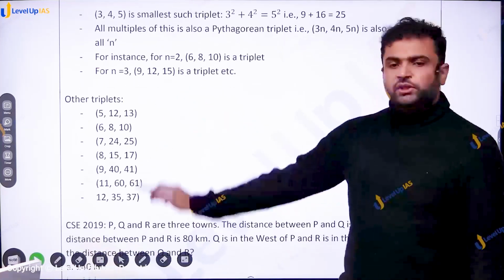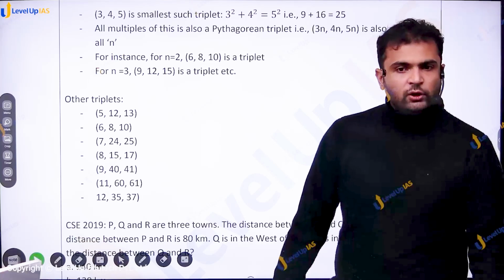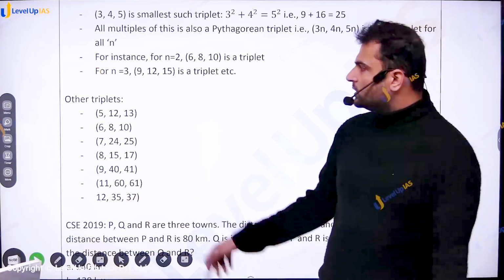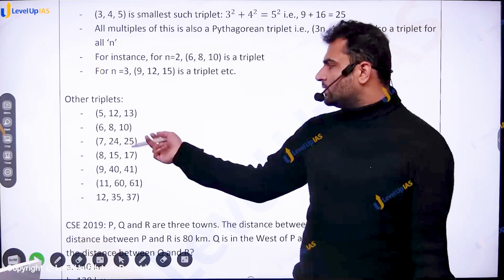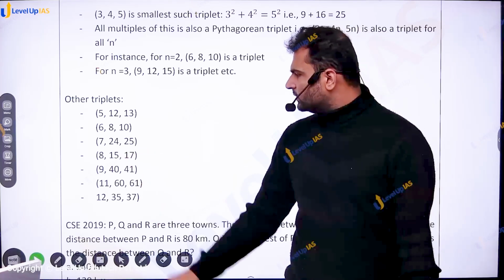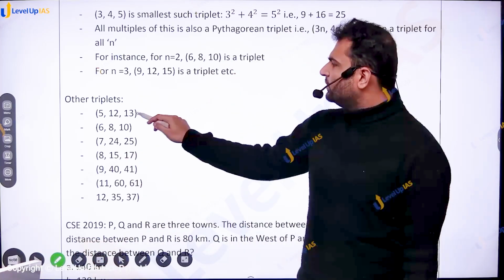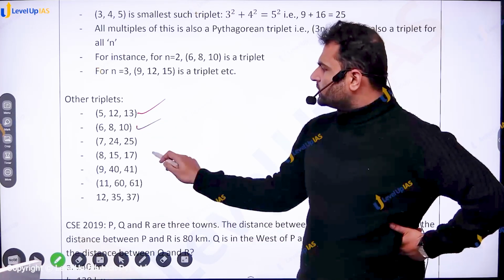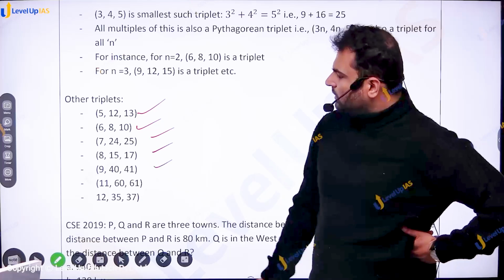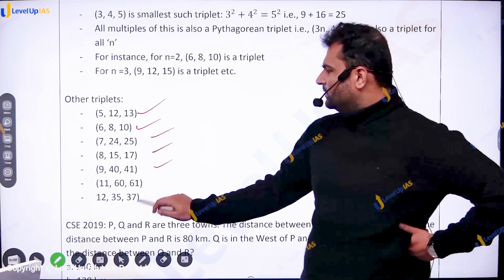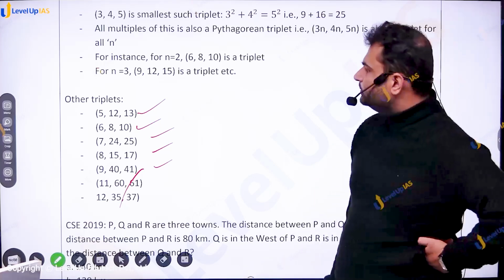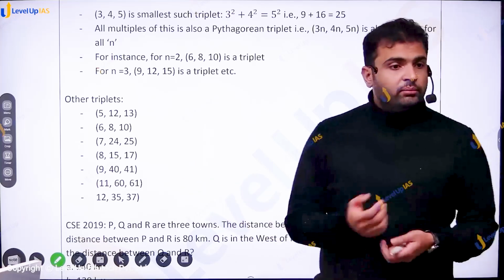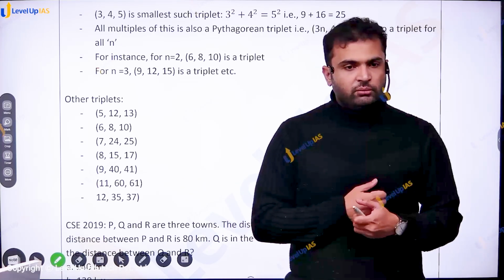Now these are other famous triplets. If you remember them, it will be quite beneficial. If the question is asked, you can just directly put the values: 5, 12, 13; 6, 8, 10; 7, 24, 25; 8, 15, 17. You can try to remember some of them. For example, this you should remember. Then you can remember this. That's all. These you can remember. These if you forget, that is all right. These are called Pythagorean triplets. Understand what is a Pythagorean triplet?